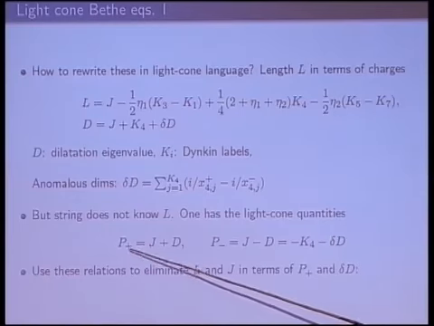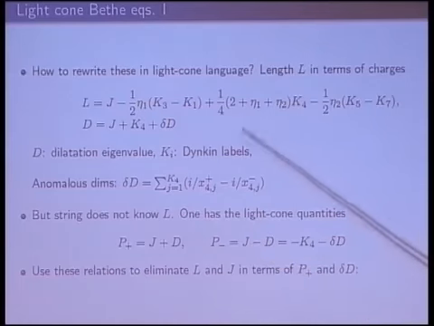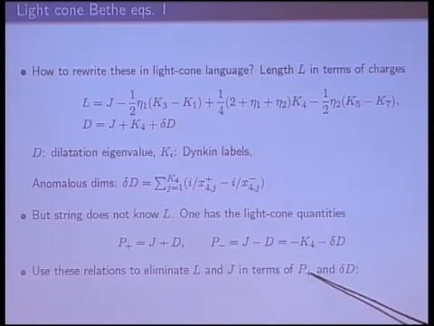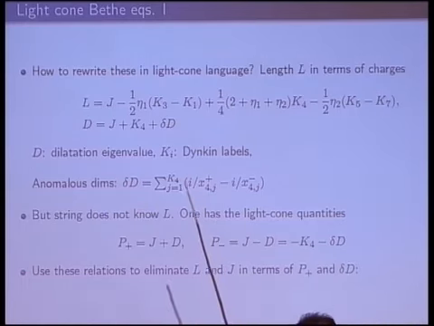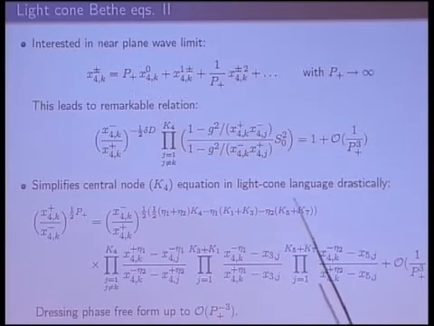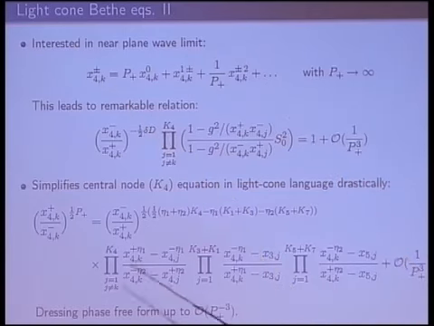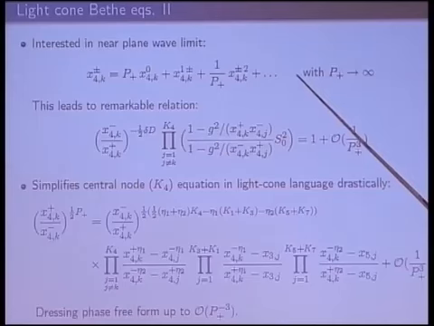We had picked these coordinates P+ and P-, and all I have to do now is, by making use of these relations, I can eliminate L and J in terms of P+ and the energy shift delta D. So that's the new thing. I have to feed the energy into the equations. And we are interested in doing this in the near plane wave limit, in which the beta root x4 has this expansion for large values of P.